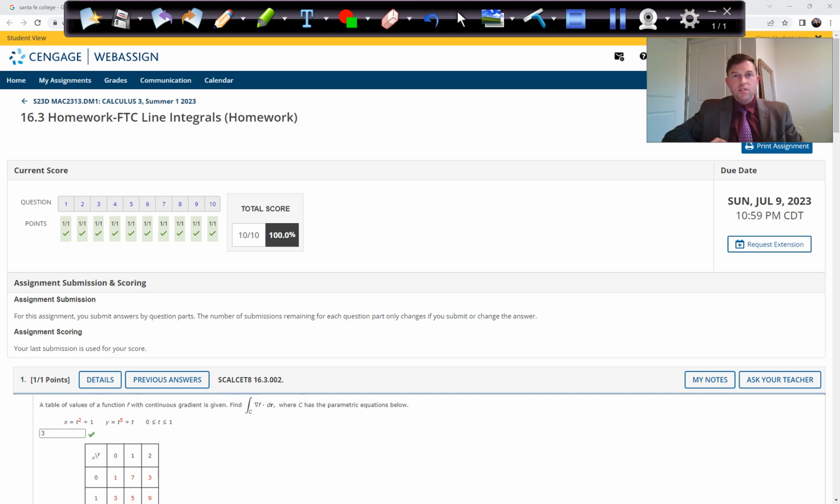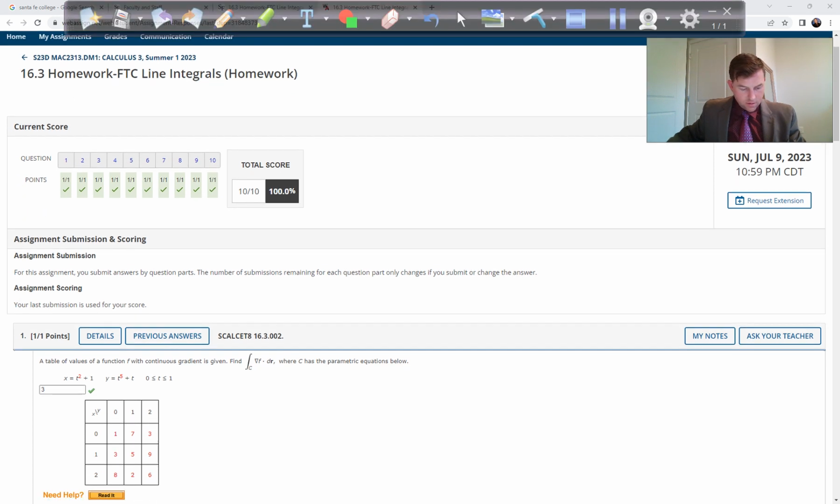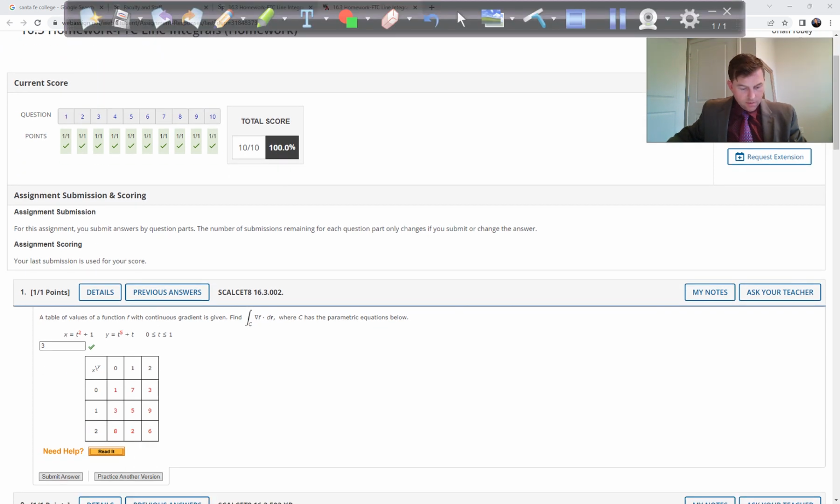In Chapter 16, Section 3, we're going to look at more problems involving line integrals. So let's take a look. In the first problem, it says a table of values of a function f with a continuous gradient is given. Find the line integral of the gradient of f dotted with a differential portion of a parametric vector, where c has the parametric equations below.